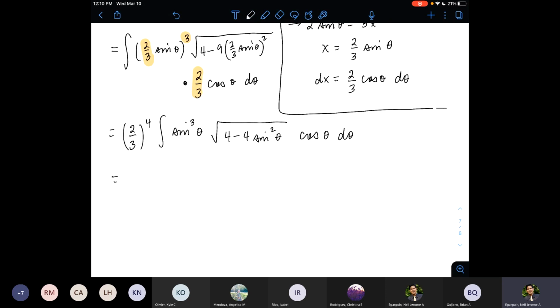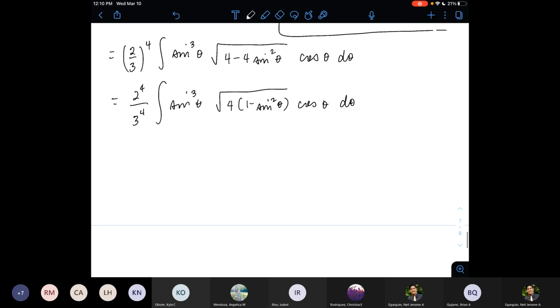And then we know what will happen here. We'll have 2 to the 4th over 3 to the 4th of sine cubed theta. And then here we'll have 4 times 1 minus sine squared theta cosine theta d theta. We already knew that this will happen. I just included them for the sake of the solution so that when you review these notes, you know exactly what occurred. But if you already knew that would happen, then I guess you can skip this in your solutions because that's a straightforward identity.